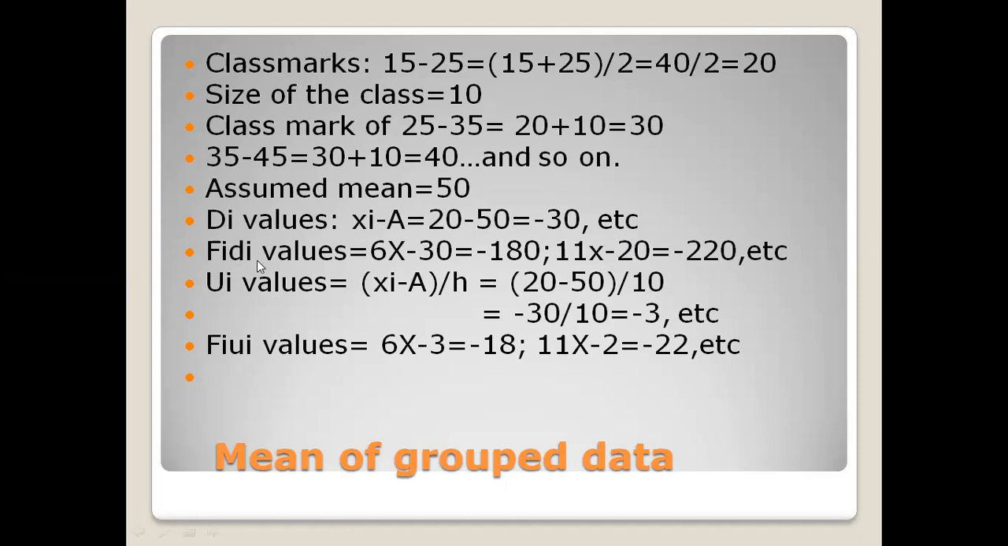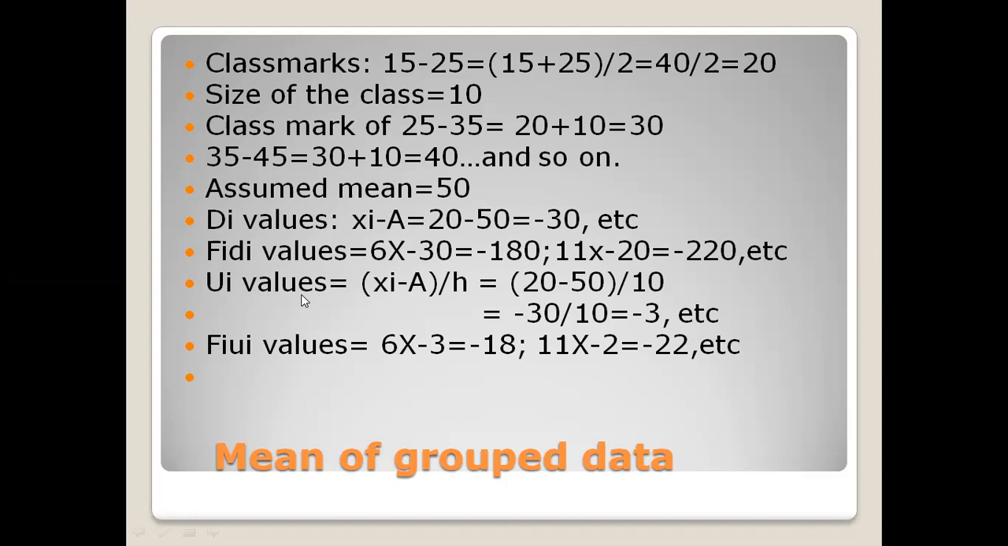Now, fi di, that means 6 into the first di value, that is minus 30. 6 is the first fi value, and minus 30 is the first di value. Multiply both, you will be getting minus 180. Then 11 is the second fi value, minus 20 is the second di value. Multiply both, then you will get minus 220. Similarly, you have to complete the remaining also.